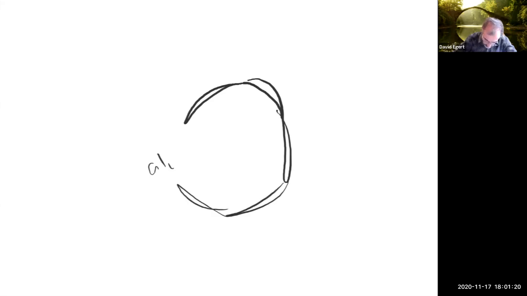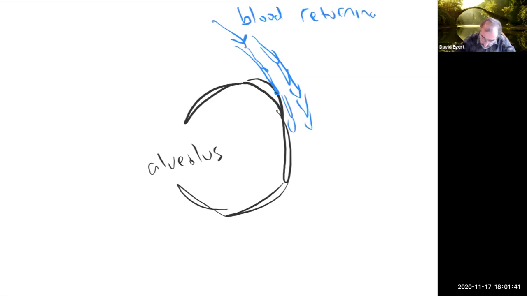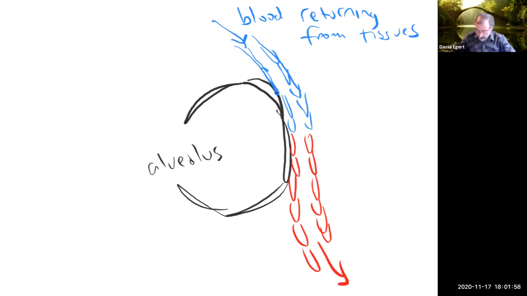So let's continue talking about the alveoli. Let me draw an alveolus here. That's just a single one, for alveoli. You've got the capillary here, so the blood coming in. This is blood returning from the tissues, right? So this is after delivering the oxygen. And then you pick up the oxygen and it goes off. So this is supposed to be my capillary here.